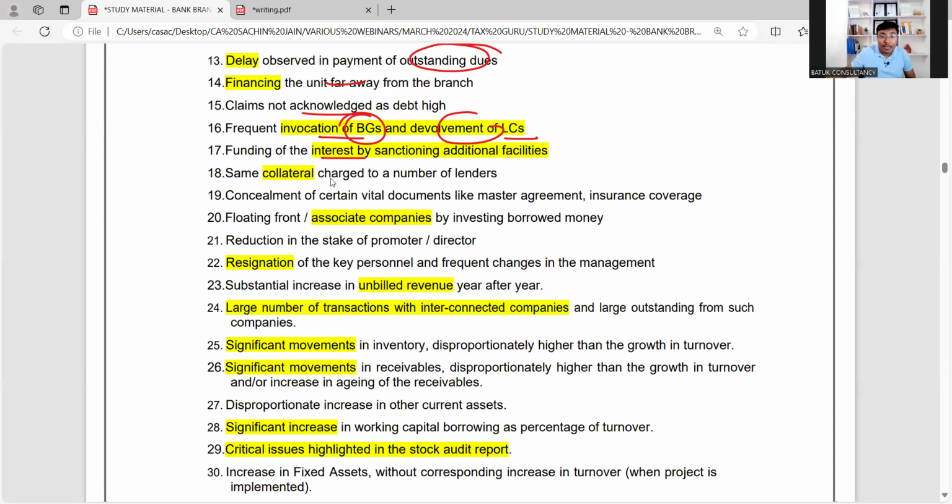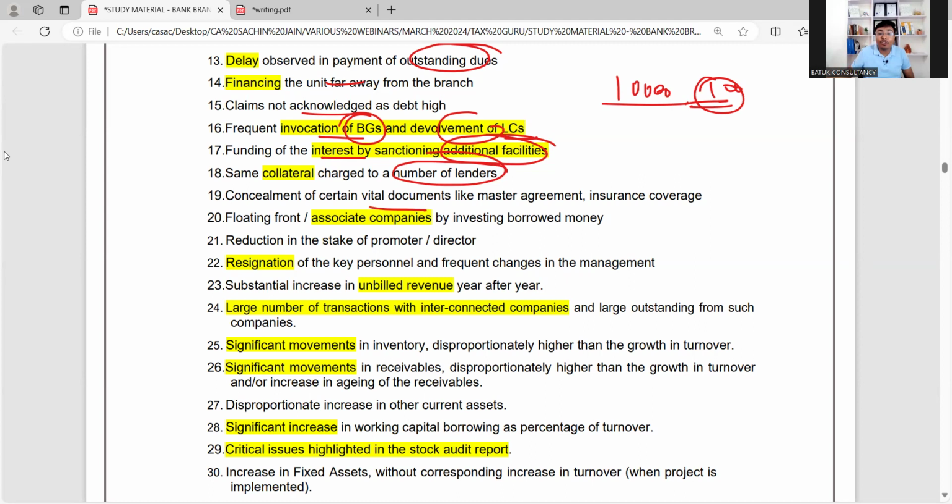Funding of the interest by sanctioning additional facilities. Suppose I have a loan of 1 lakh rupees and the interest is 10,000 rupees. I am going to take an additional facility to repay that interest. In that case, this is also an early warning signal. Same collateral charged to a number of lenders. Okay, in that case, this is also a situation of fraud.